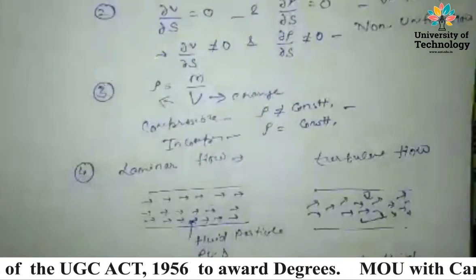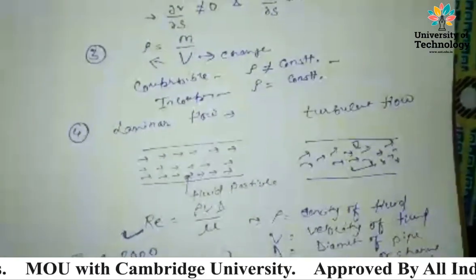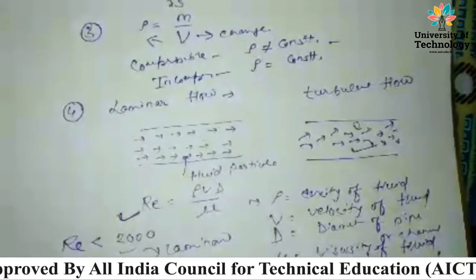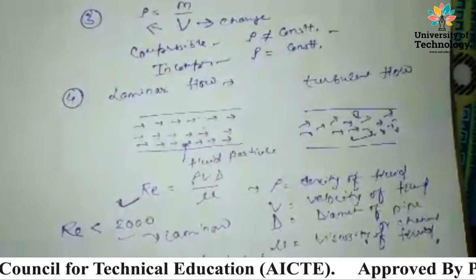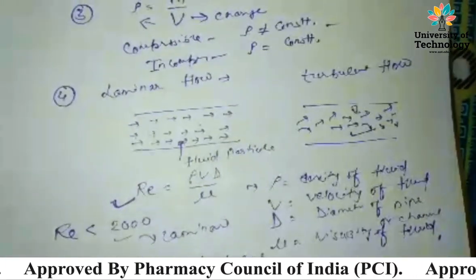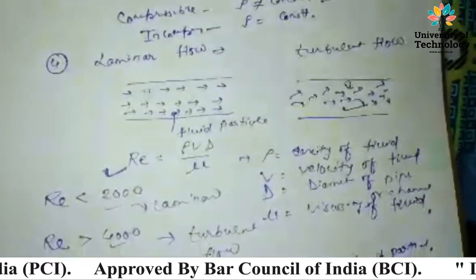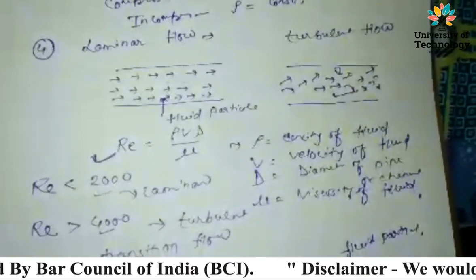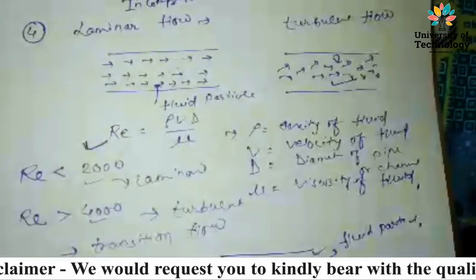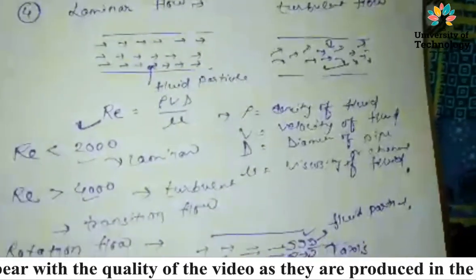We can identify these flows by the Reynolds number. Reynolds number is rho v d upon mu, where rho is the density of fluid, v is the velocity of fluid, d is the diameter of pipe, and mu is the viscosity of fluid. If the value of Reynolds number is less than 2000, that is laminar flow, and if it is greater than 4000, that is turbulent flow. If the Reynolds number lies between 2000 and 4000, that is the transition flow, right?